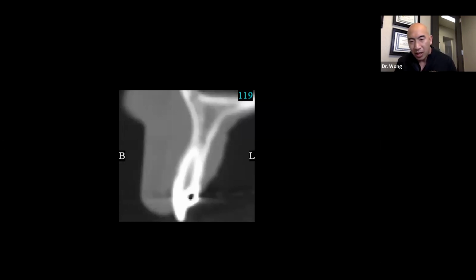The problem here is just an improper diagnosis. We didn't realize beforehand, because of the CBCT, that the ridge actually needs to be augmented. It doesn't need to just have a tooth removed and the socket grafted. It needs to be augmented.